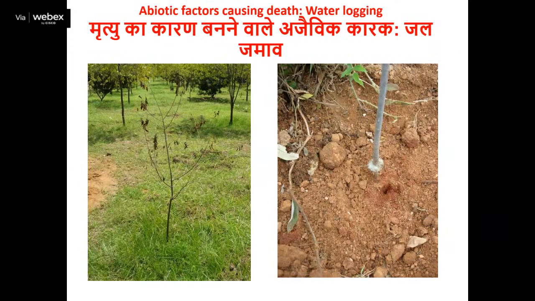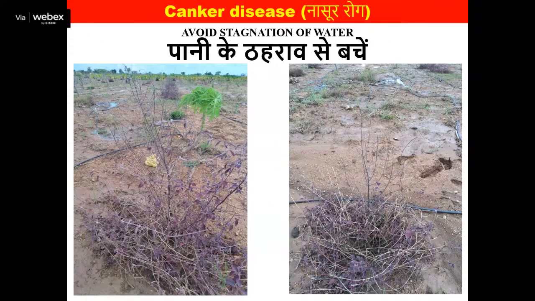Now, why this water stagnation? Water stagnation promotes the infection of one fungus causing the root rot. Kindly see the root rot in this image. At the neck region or the soil collar region, there is a canker like this, and that kills the trees. That's why we take care that there won't be water stagnation in your sandalwood plantations. Now you see, these are some of the incidents of farmers facing the death of the trees only because of excess rain and water stagnation.